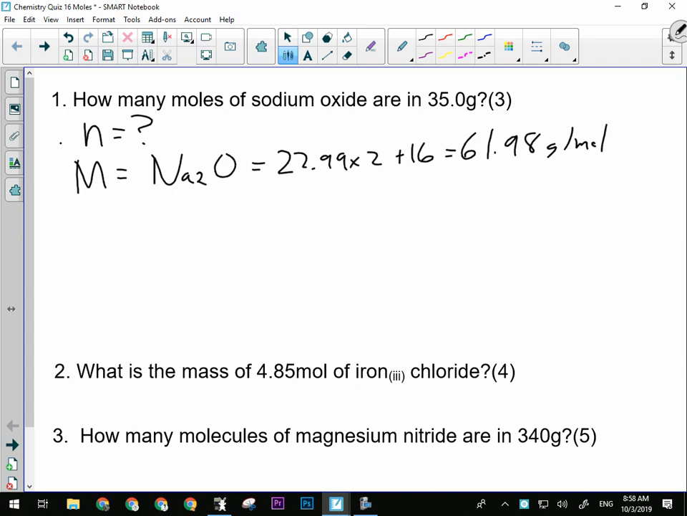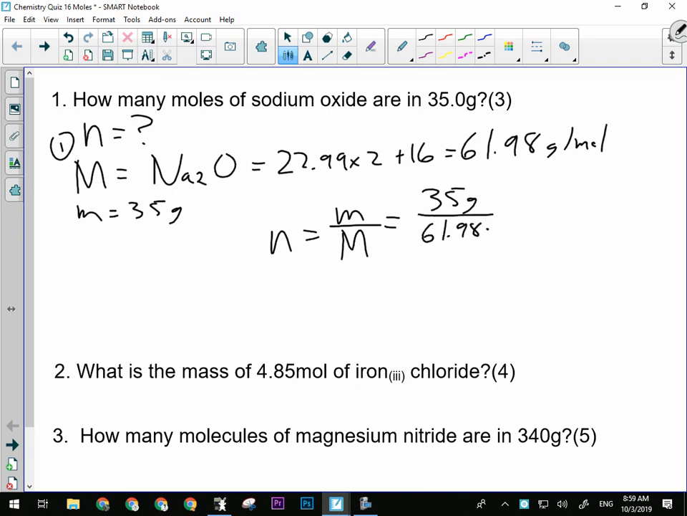All right, 1 mark for their given. Well, the mass has also got to be 35 grams. Okay, so we have those pieces of information. We are looking to find N, the number of moles. So we are looking at having 35 grams divided by 61.98 grams per mole. They have something that looks like that. That'll be their second mark.